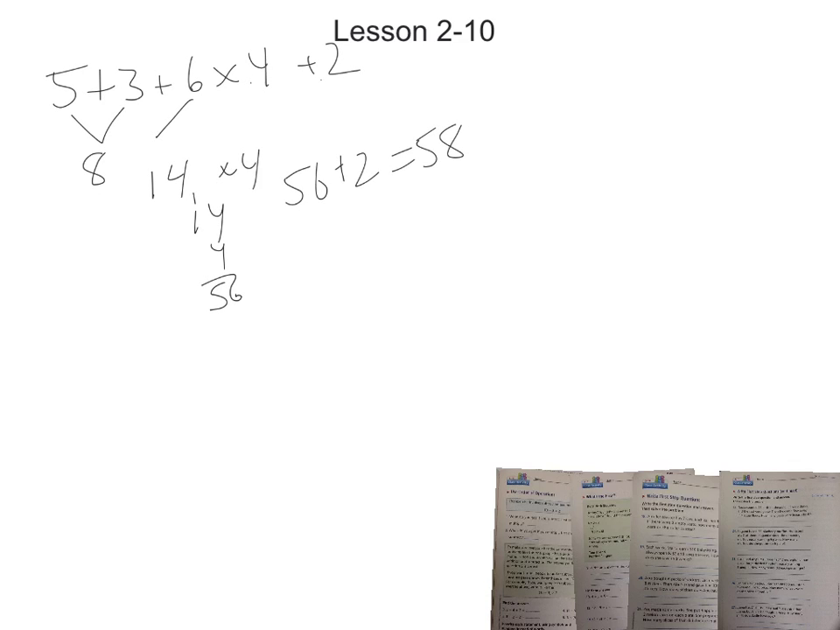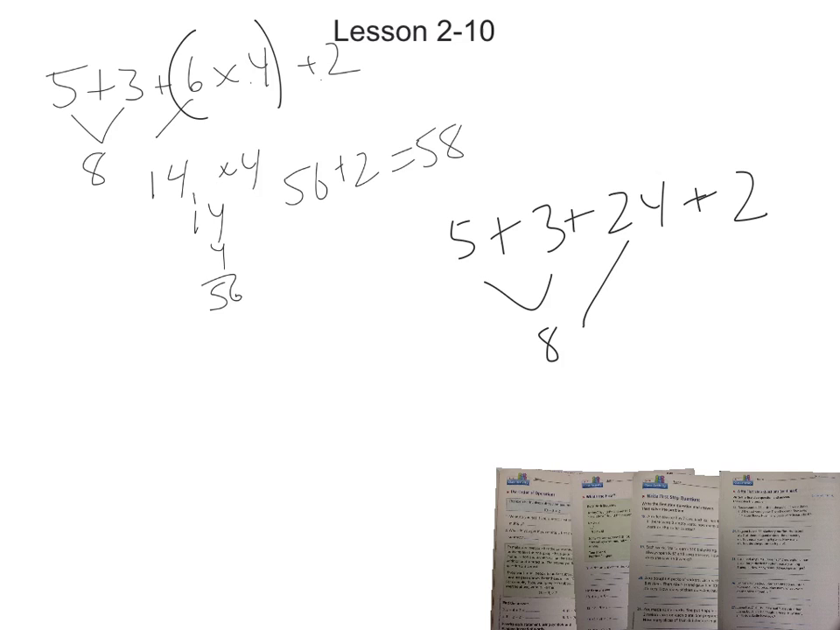Okay, so now I'm going to try doing it the right way. I'm going to do the multiplication first. So that gives me 24 in there. So now it's 5 plus 3 plus 24 plus 2. Now you can do it all the way across. 5 plus 3 is 8. 24 plus 8 is 32. Plus 2 is 34. So the real answer is 34.